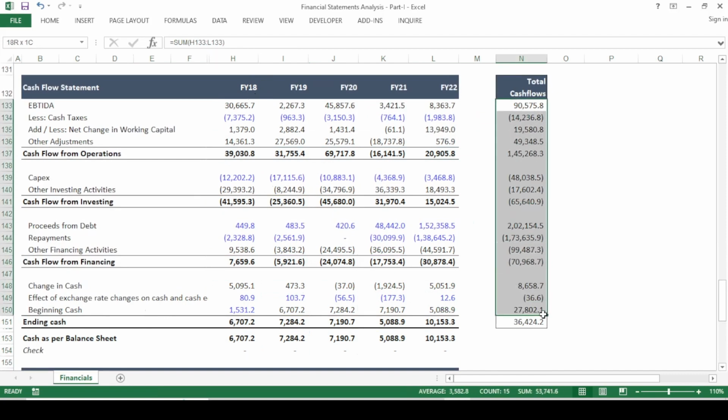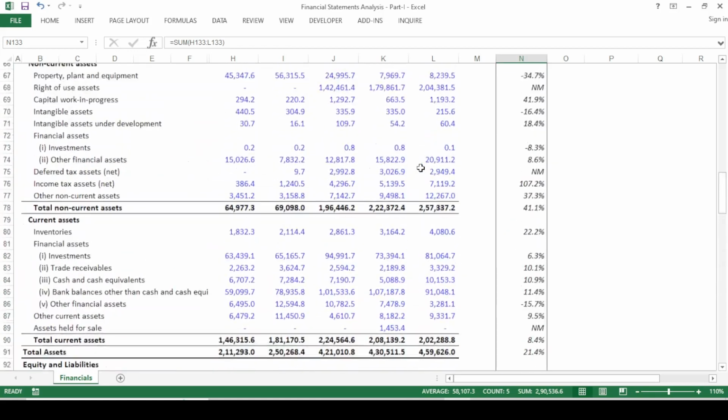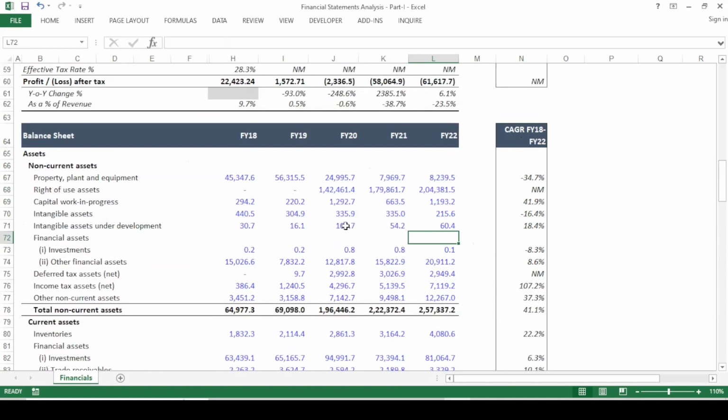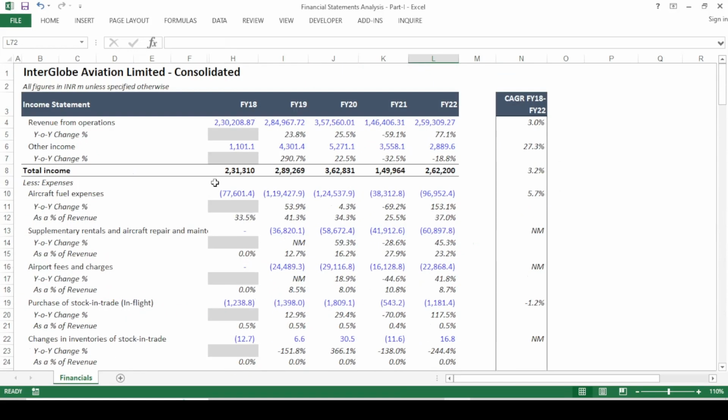And here I've taken the summation of all the cash flows from FY18 till FY22 for all the line items, just to see what kind of cash flows have been generated for each line item for this 5-year period. For the balance sheet also I've taken the CAGR for this 5-year period.